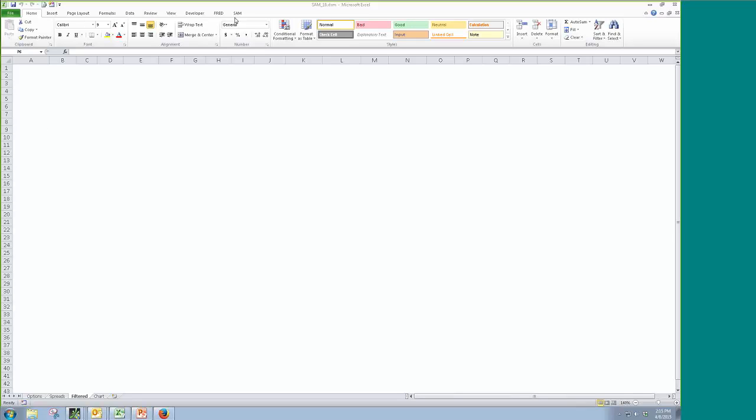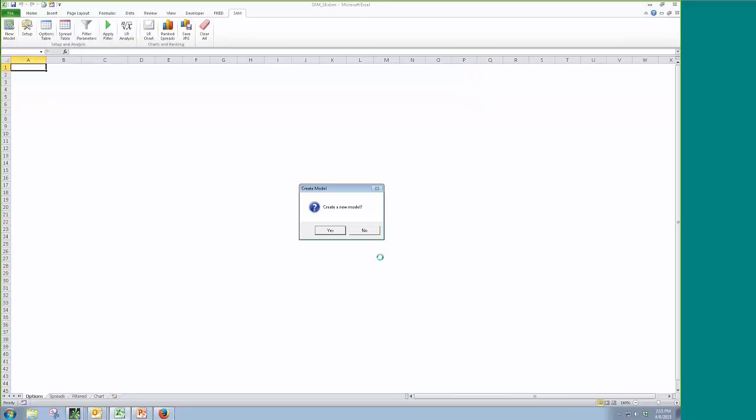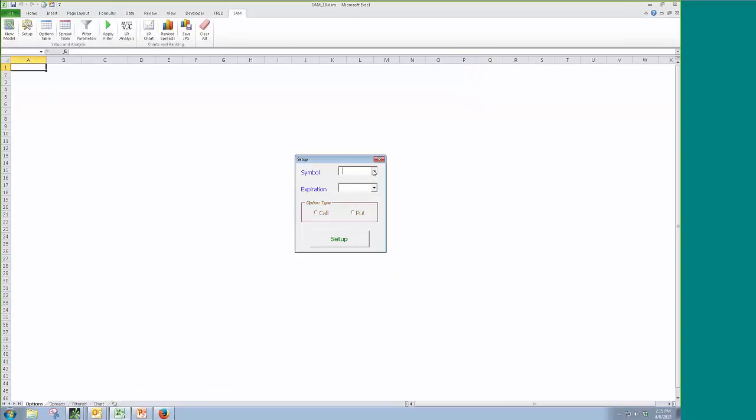So here's the model, and like most of my models, everything is generated by code. I don't have any worksheet formulas. In fact, in this entire model, there's not a single worksheet formula. But what I'll do is create a new model for the SPX, because that's the one that I typically look at, and I'll use the May expiration, and I'll do puts.